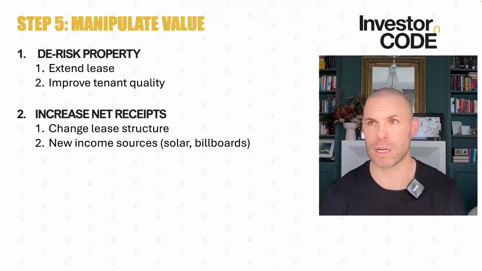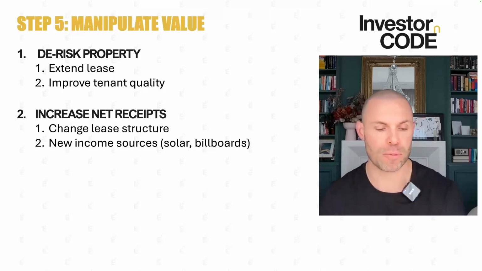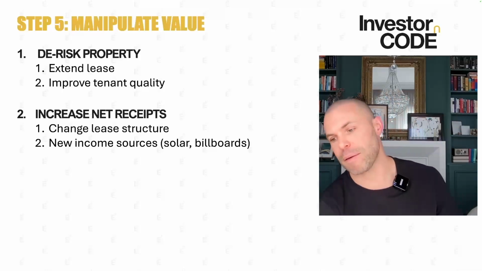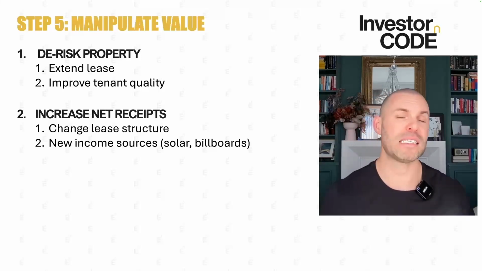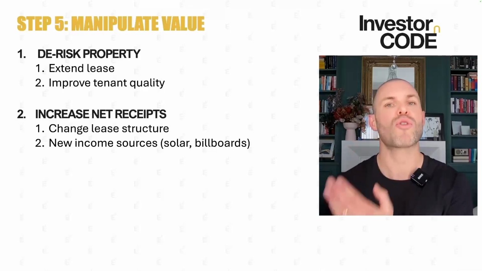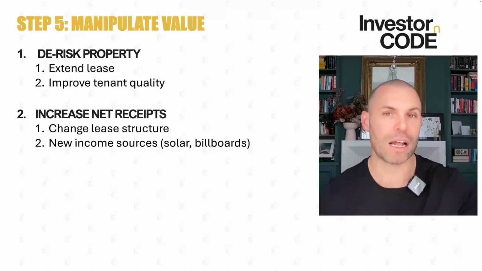It could be solar income. You could rent the roof space to a solar provider. As I said, you could put an electric billboard there. Maybe you put some hard stand down for a tenant if they're industrial. Maybe you say to a tenant, look, I'll put some mezzanine in for you if you give me an extra 10 grand a year. These are all ways that you can increase the income that a property is receiving, which means that it's more valuable to the next person.